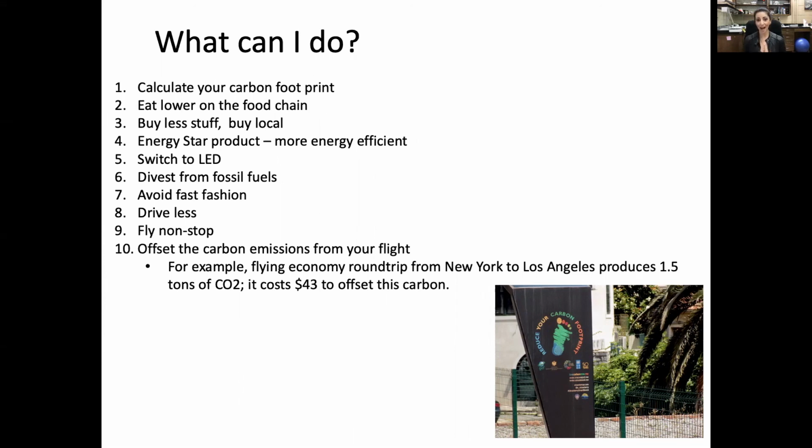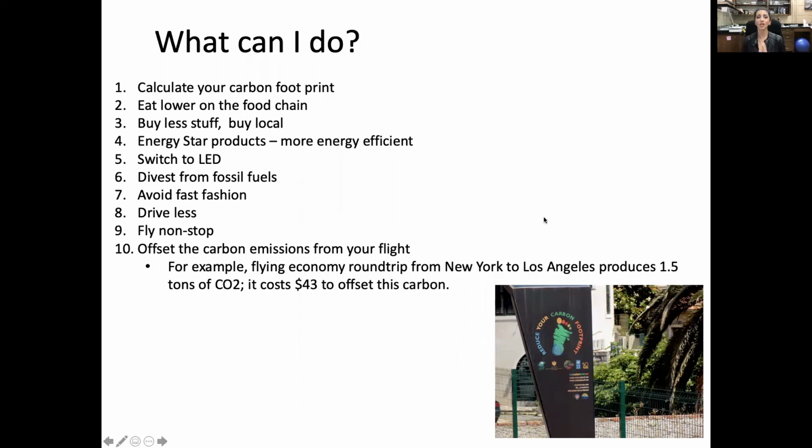Number three, buy less stuff. And if you have to buy, buy local, because not only are you paying for the item, you're paying for that item if it's shipped from overseas. You're paying for the emissions and carbon to get it from overseas to the United States, and then from the warehouse in the United States to your home.